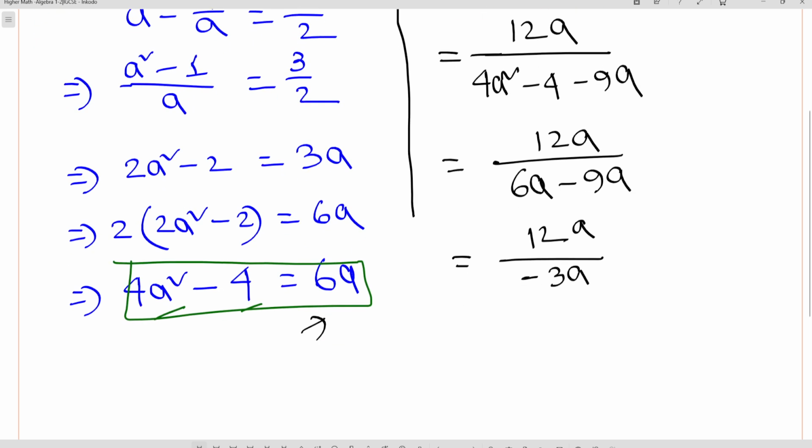Now if we divide this fraction by 3a, we will get 12 divided by 3 is 4, and a divided by a is 1, so it will cancel out. Our answer will be minus 4.